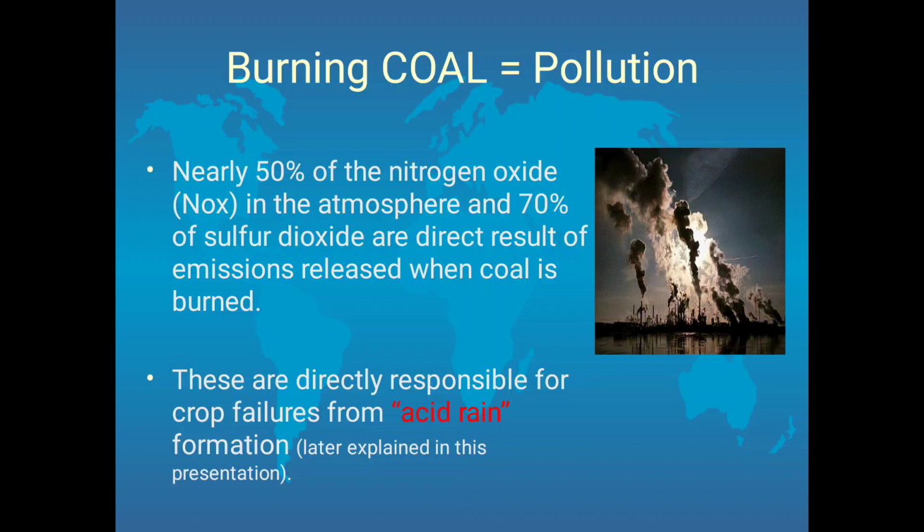Burning coal gives a large amount of pollution. Nearly 50% of the nitrogen oxide in the atmosphere and 70% of sulfur dioxide are a direct result of emissions released when coal is burned. These are directly responsible for crop failures from acid rain formation.